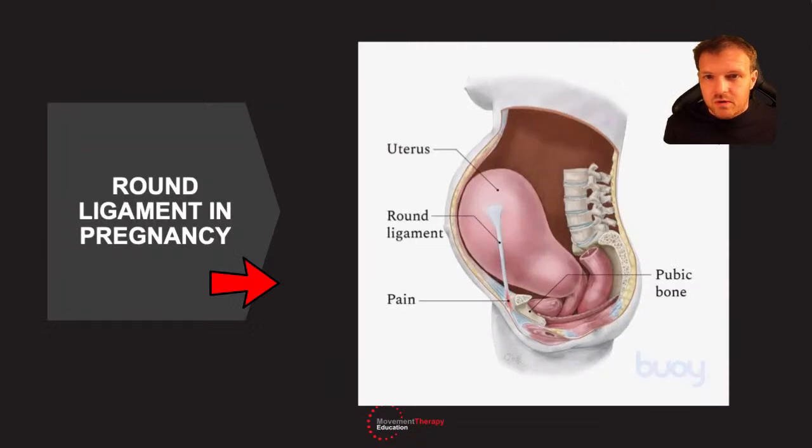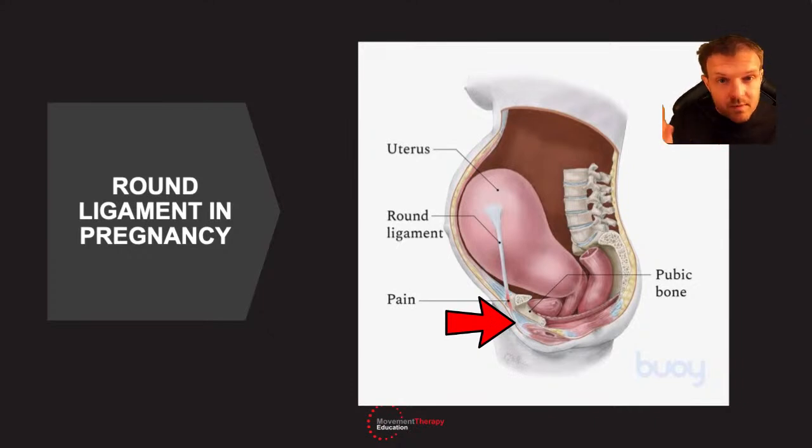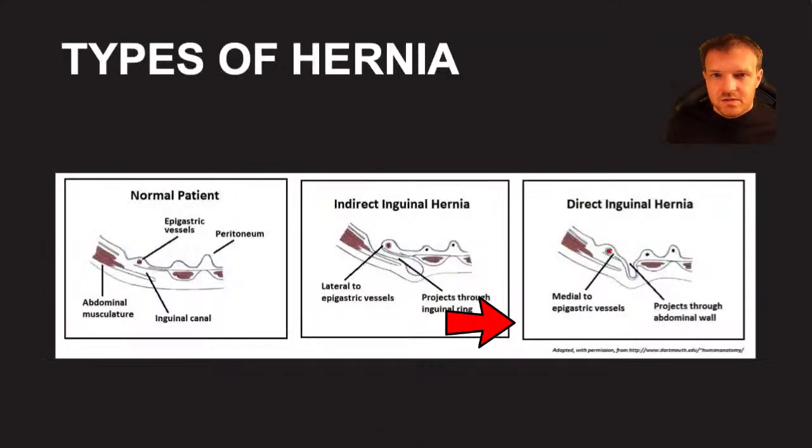This is what happens when you're pregnant. Okay, so the round ligament gets really stretched. Which is entirely normal, but you may have pubic symphysis discomfort with that stretching of the round ligament. Might be one of the reasons why you get a pubic symphysis issue.